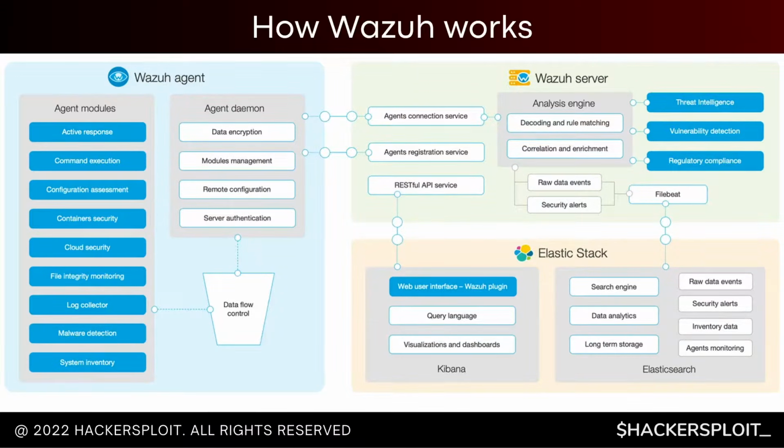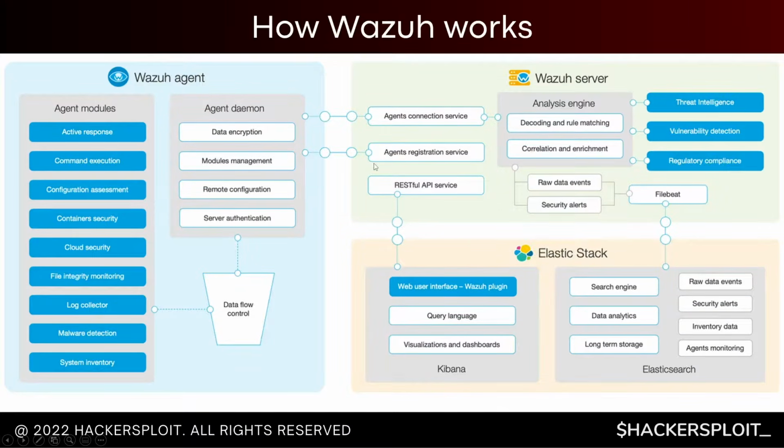So, we're primarily interested in security events, or events related to security issues, exploits, or malware. You get the idea, right? As you can see on the Wazuh server, the actual connection from the Wazuh agent comes into the agent connection service. That goes into the analysis engine for decoding, rule matching, correlation, and enrichment. This can be used for threat intelligence, vulnerability detection, and of course, regulatory compliance.